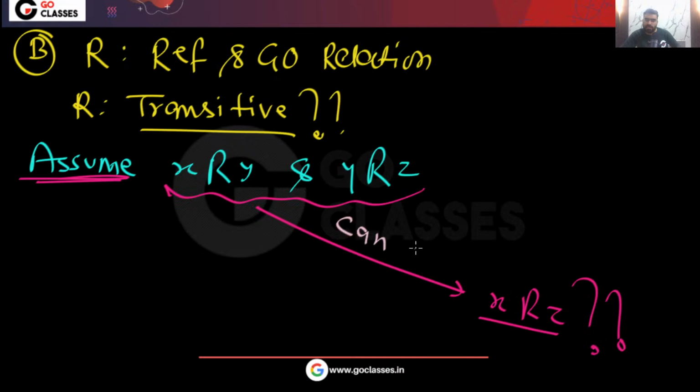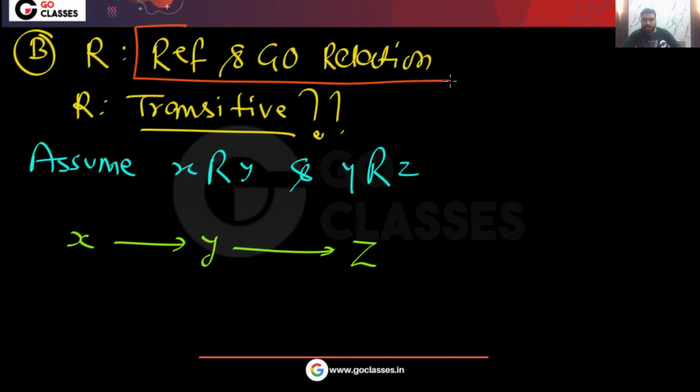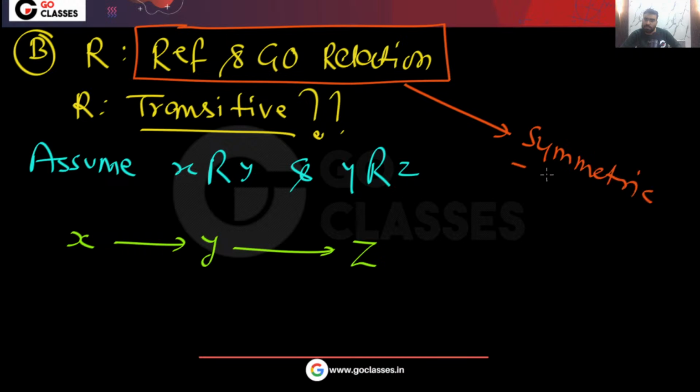Okay, so can we prove that X will be related to Z? Let's check it. You assume X is related to Y, Y is related to Z. We have already seen this will be symmetric. Do you agree? We have already seen in option A that this implies symmetric, right?